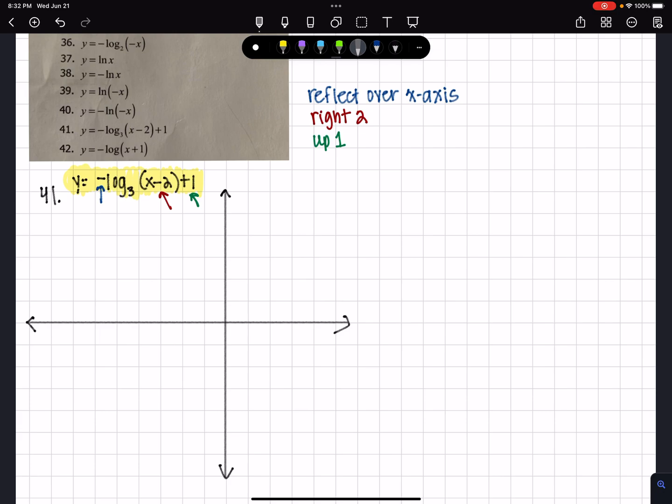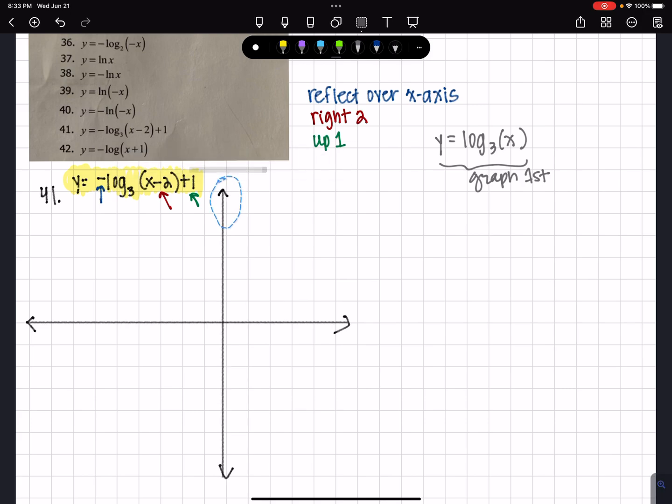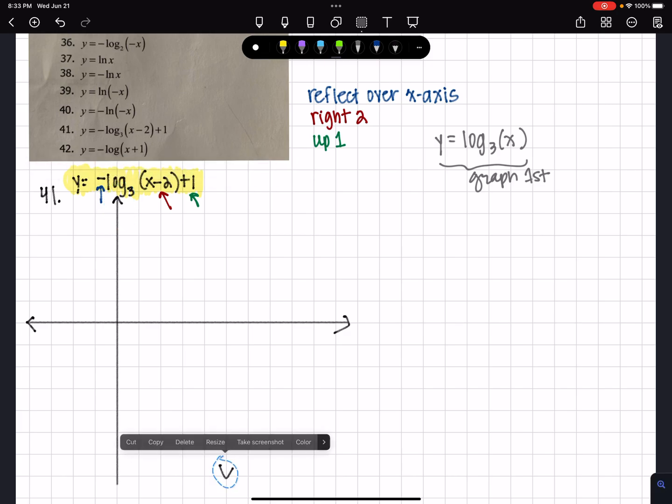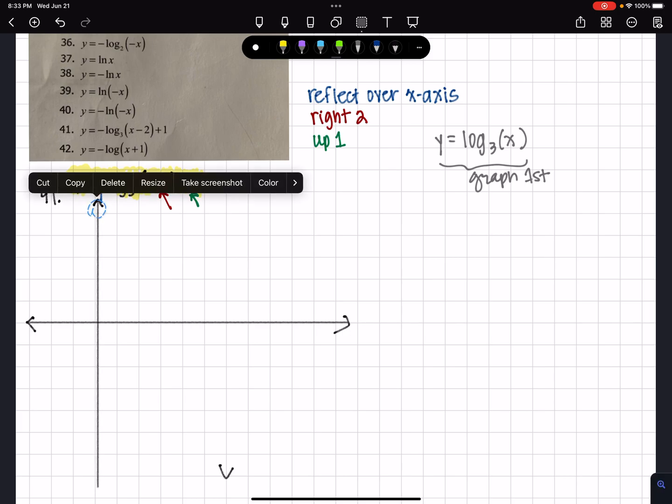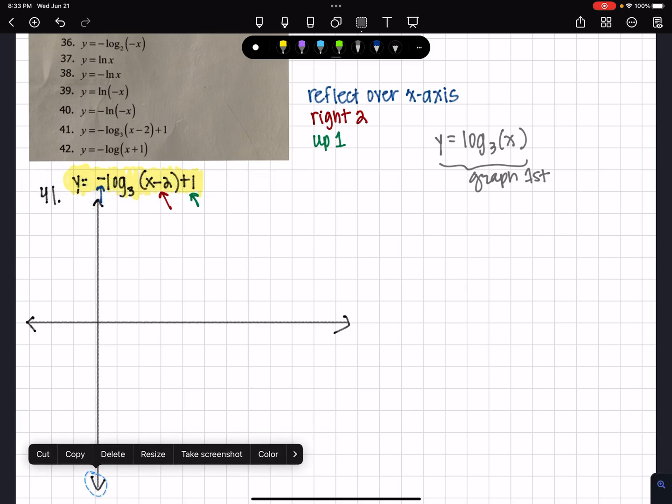And the parent function that we have here is y equals log base 3 of x. So when I first graph this, we're going to graph this first. And after I graph this, I'm going to then apply in order these 3 transformations. So log base 3 of x, and I think that I'm going to have to move my y-axis over here. I think that's going to be better suited right there. In fact, I'm going to move this over here. Yeah, that's going to work better.